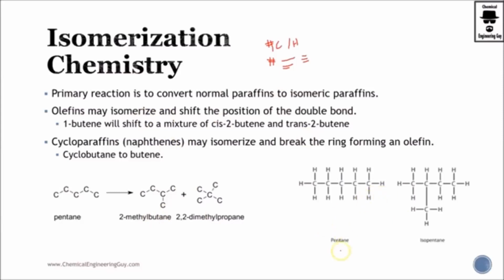Now remember that, for instance, pentane has 5 carbons and a total of 5 times 2, 10, plus 2, 12 hydrogens. As you can see here, isopentane, please count them out, has 5 carbons, and if you were to count all the hydrogens, you will count 12 hydrogens. So you can see here, this is linear, this is branched.